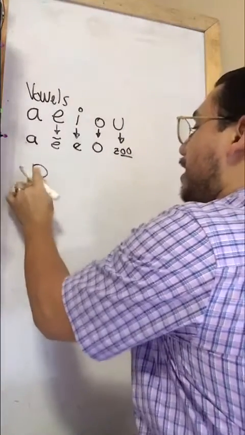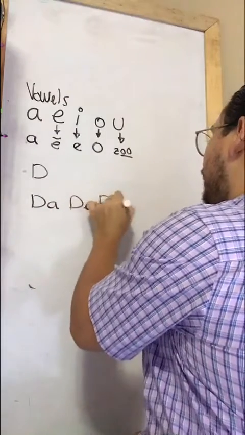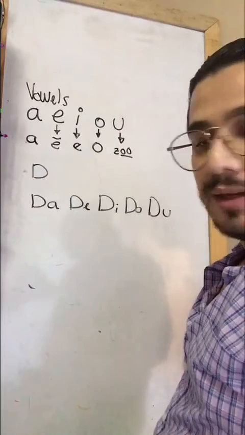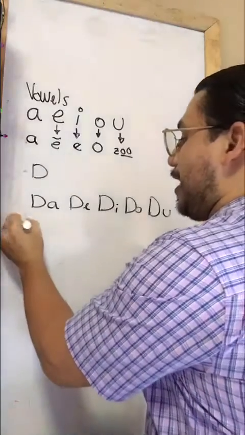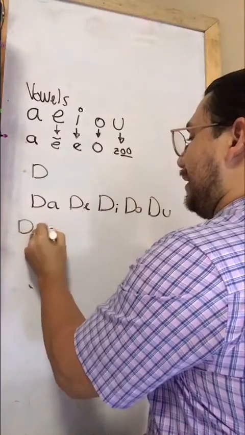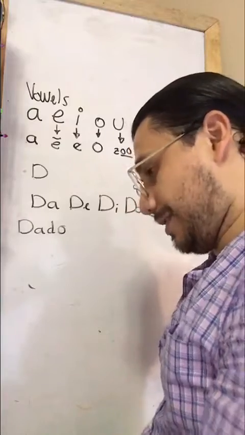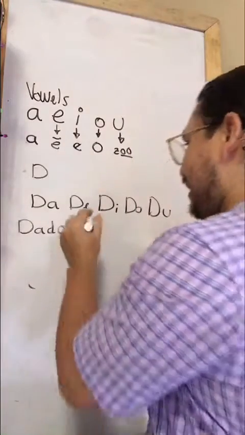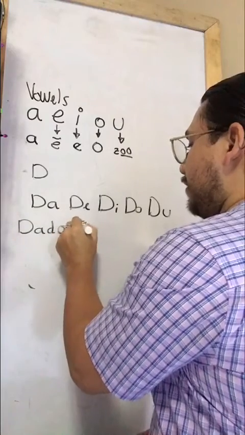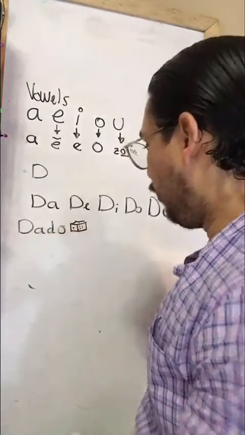Then we move to the other one, the D. For D, we have da, de, di, do, and du. Okay? So for da, we have dado, dado. I don't remember the name for that in English. It's the little square that you throw and it has little tiny dots. Dice. Dado.